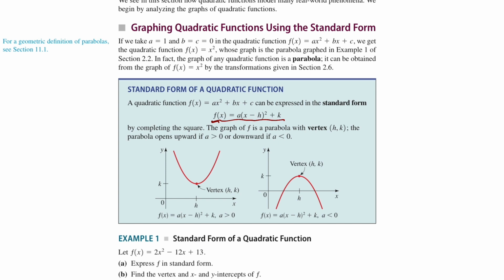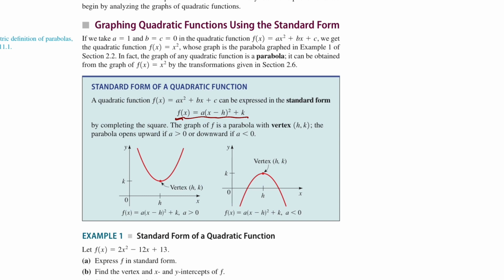Sometimes people call this the vertex form. The reason they call it the vertex form is because when we write it like this, you can get the vertex right here. So sometimes standard form is called vertex form. Alrighty, do we remember that?